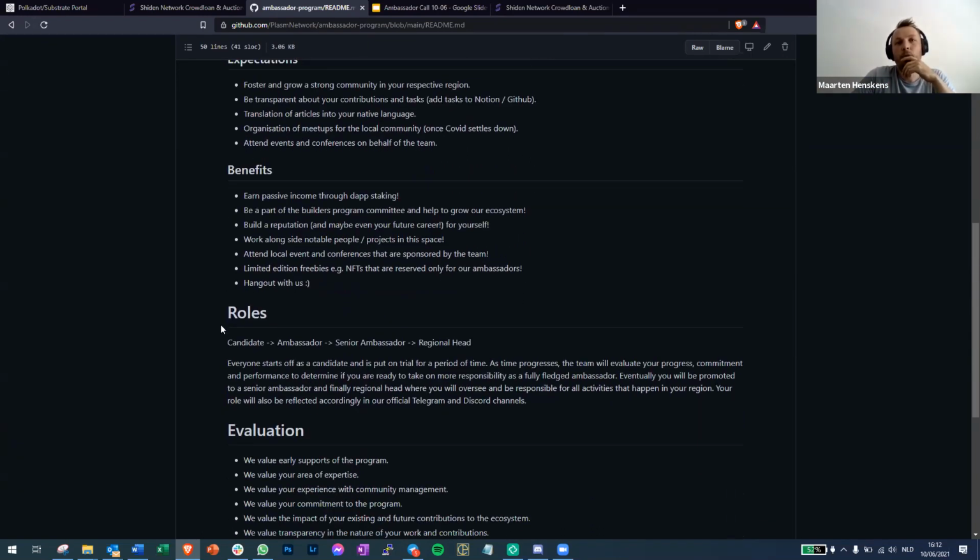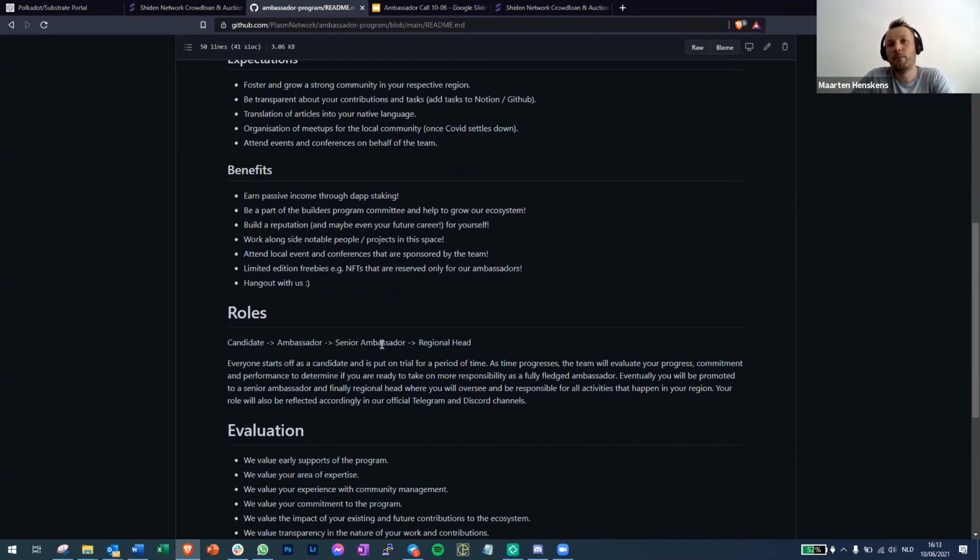So we will also have some different roles. We will have candidates. Everyone who applies to the program will be a candidate. Then we have the ambassadors. Then we have the senior ambassadors. What we are thinking about is, we now have Shaded Network launched, so everyone now is an ambassador for Shaded Network. And then we also have the senior ambassadors. Those are the ambassadors that we know of that have a lot of knowledge about our ecosystem.